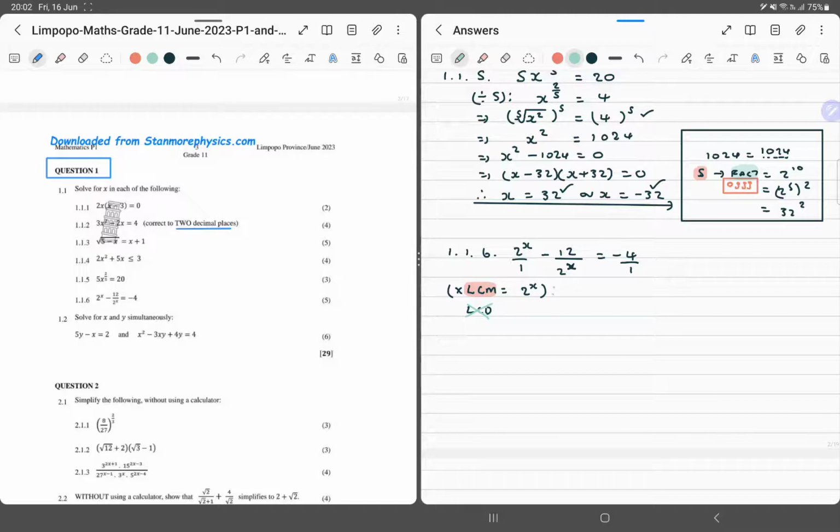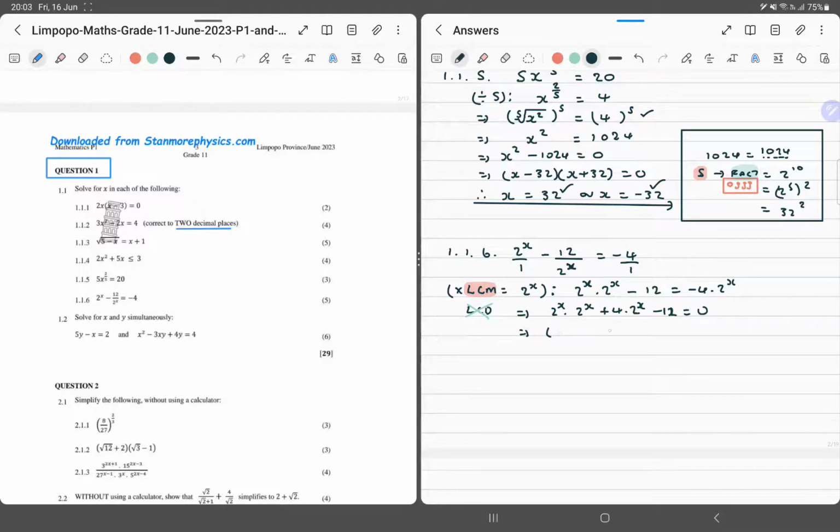Now, if we multiply, it will be such that, what do we do? This multiplied by that is going to be 2 to exponent x times 2 to exponent x minus, here it's going to be 12 equals minus 4 times 2 to exponent x. That's what we've got. All right. This will imply that we've got 2 to exponent x times 2 to exponent x. Transpose that, it becomes a plus 4 times 2 to exponent x minus 12 equal to 0. So this is basically a quadratic in exponential form.